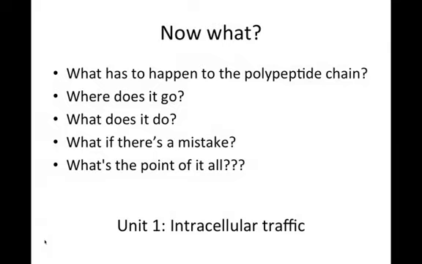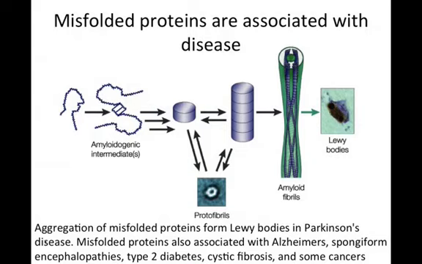So what's the point of all of this? This was my small introduction to the course. The first thing we'll talk about is intracellular traffic. You've got this protein and it needs to go somewhere, it needs to do something. Misfolded proteins are associated with disease, not just horrible prions. For example, misfolded proteins form Lewy bodies in Parkinson's disease. They're also associated with Alzheimer's, diabetes, cystic fibrosis, some cancers. We want our proteins to fold correctly, and when they don't, we want them to be degraded.